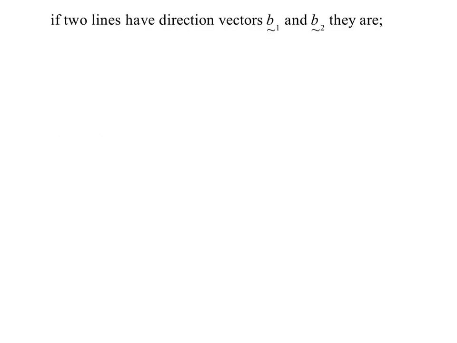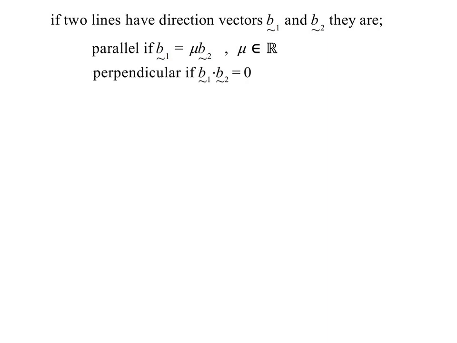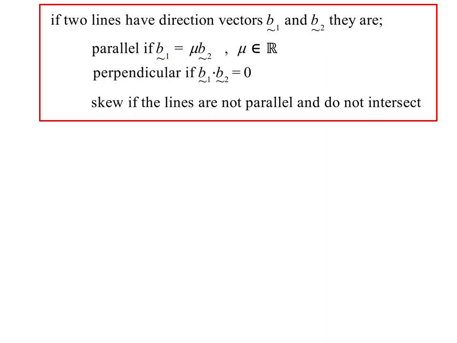If two lines have direction vectors B1 and B2. Okay? So what we're saying is they're going to be parallel if one of those direction vectors is a scalar multiple of the other's direction vector. Perpendicular if the dot product of those direction vectors is 0. But there's now a third possibility, and it's called skew lines. Skew lines are lines that are not parallel, but they don't intersect.